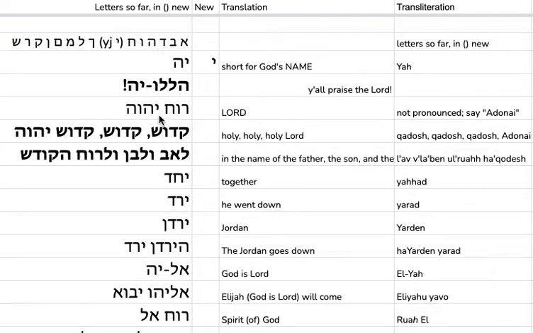So the most common way is Lord. So we might say Lord in our Bibles, which in Hebrew is Adonai. Okay, but there are other things they might say, like Hashem, the name, or even the Holy One, blessed be He, HaKadosh Baruch Hu. So Ruach, and we're just going to say Adonai, but we could also say Ruach Hashem, or Ruach HaKadosh Baruch Hu.